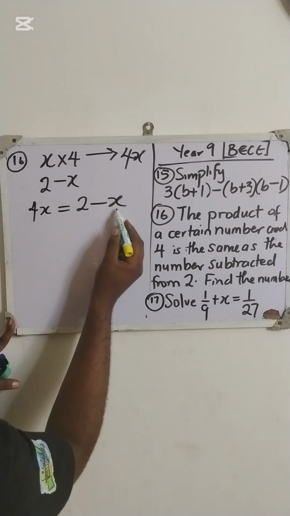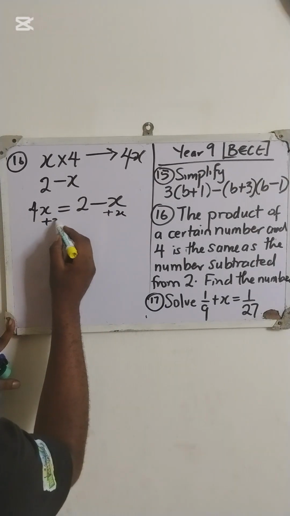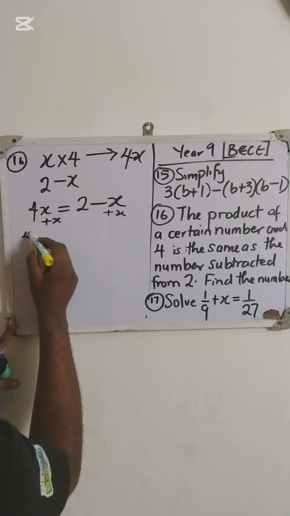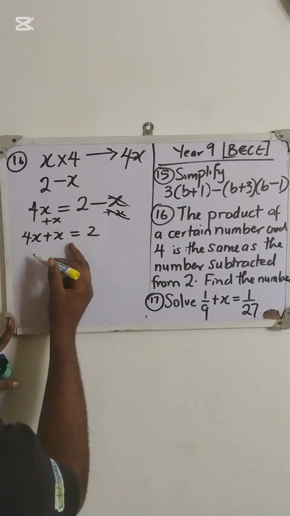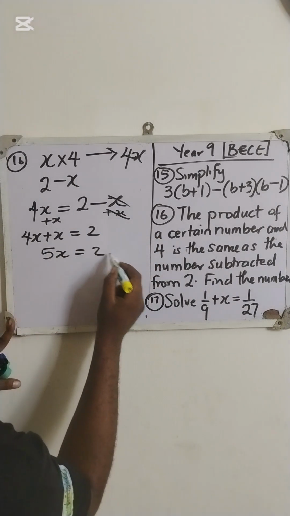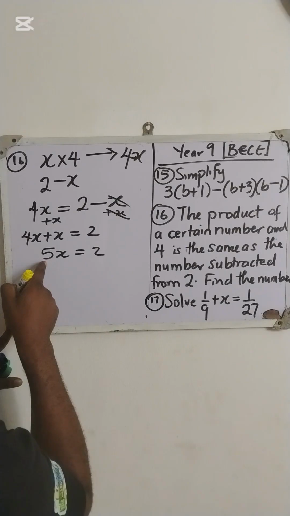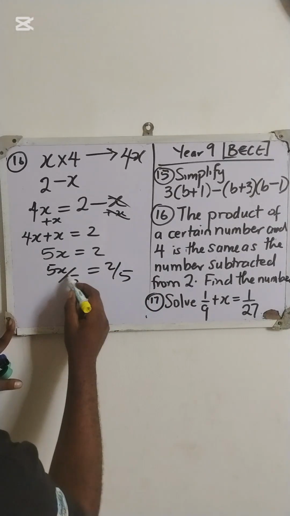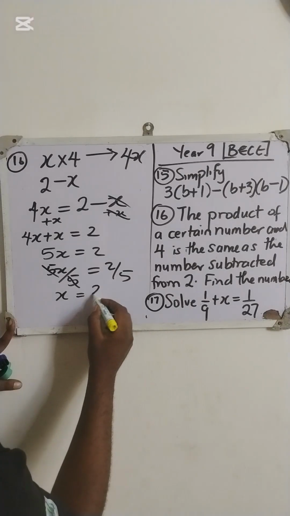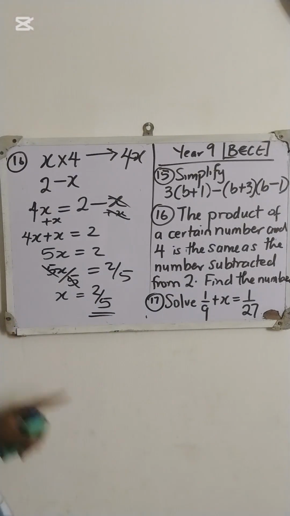So collect like terms, we add x to both sides. So this will be 4x plus x, that's 5x, equal to 2. Divide both sides by the coefficient of x, so we'll have 5x over 5 equals 2 over 5. The 5 goes, so x equals 2 over 5. This is good.